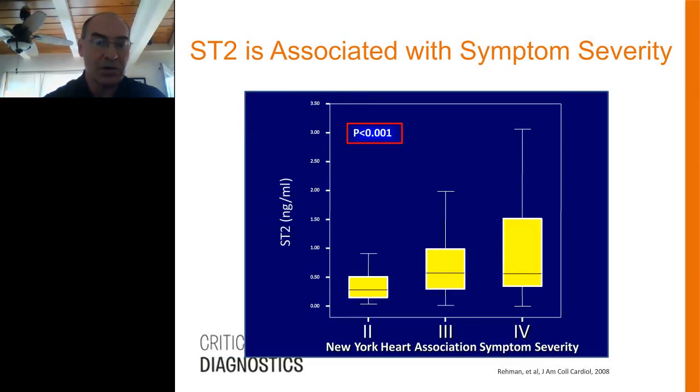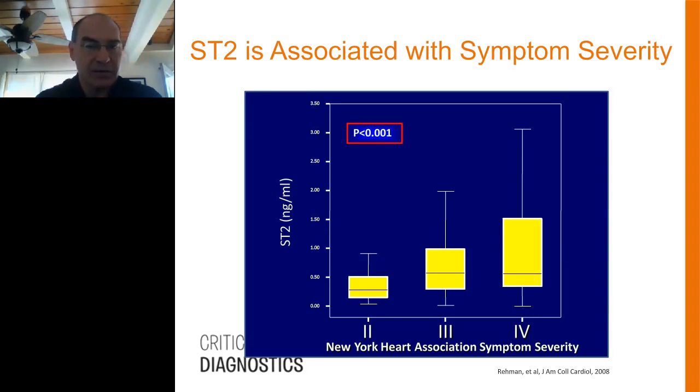But what we saw is that not only were ST2 concentrations elevated in the presence of disease, but they also correlated with the severity of symptoms. So the New York Heart Association class is a representation of the symptom severity. There are four steps. Very few patients present to the emergency department with the lowest level of symptoms, which is category 1. Most present with symptoms at levels 2 through 4, and the most severe is level 4. So those are the sickest patients symptomatically.